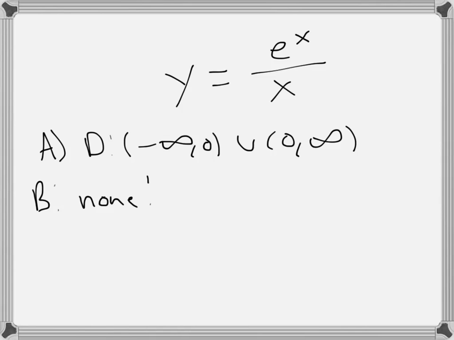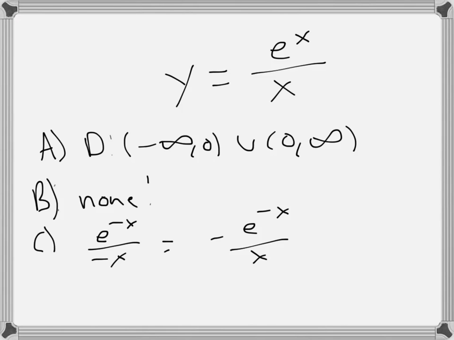The next step is symmetry. But we definitely don't have any periodic symmetry, and if I make x minus x, then I have e to the minus x over minus x. That's minus e to the minus x over x, which is not the negative of the original, nor is it the same, so I don't have any odd or even symmetry, so I have no symmetry.